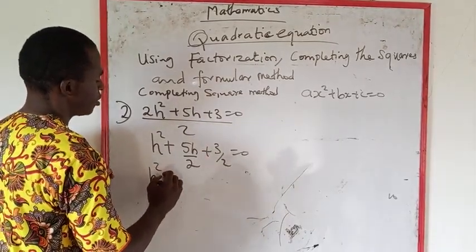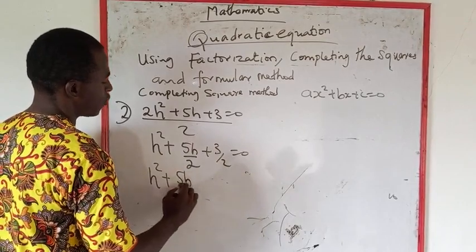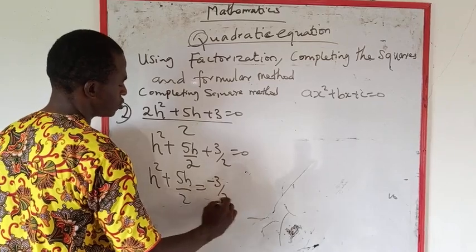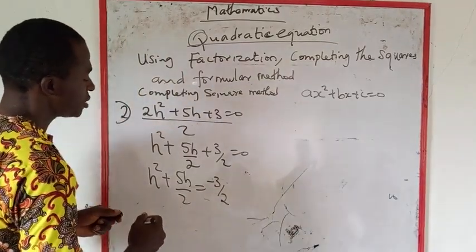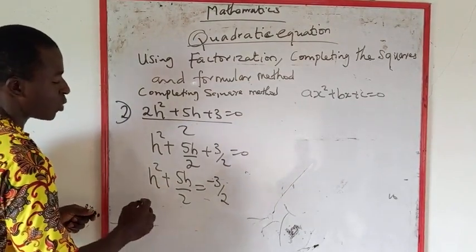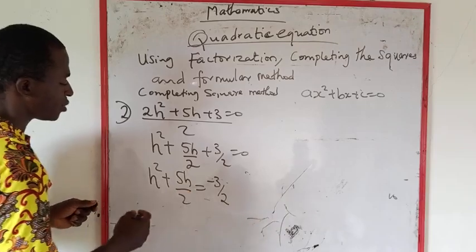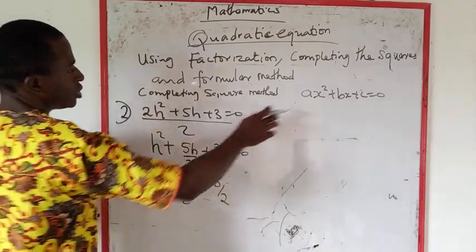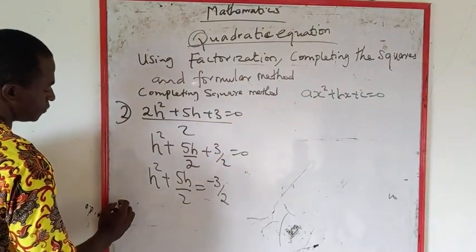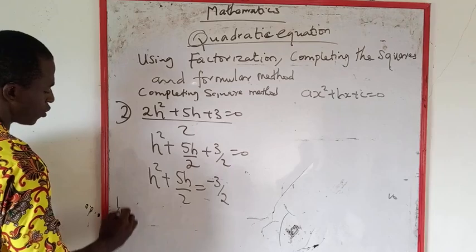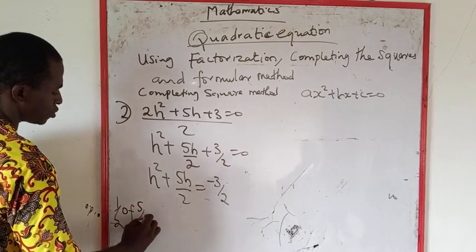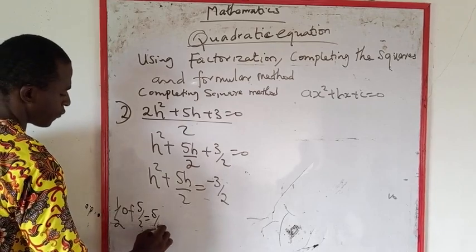So now h squared plus 5h over 2 equal to minus 3 over 2. Then when we have done that, the next thing is half of the 5 over 2, because we are going to square that term and add to both sides of the equation. Half of the next term of the quadratic equation, half of 5 over 2, is equal to 5 over 4.